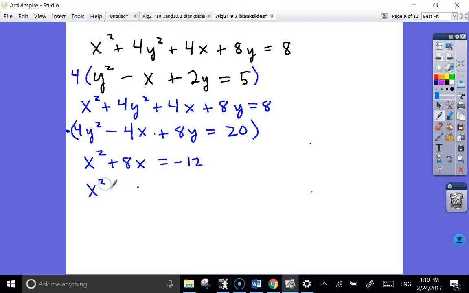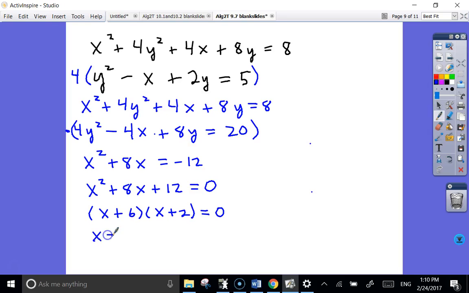So let's get everything on one side. X squared plus 8x plus 12 equals 0. Okay, factorable. 6 and 2, so x plus 6, x plus 2. So x equals negative 6 and negative 2. Okay, then what? You're going to have to find the y values now, right? Because we got the two x values, and that to me looks like it'll be a little more complicated. I'm probably going to use that second equation, and just to give myself more room, I'm going to do this on the next slide.